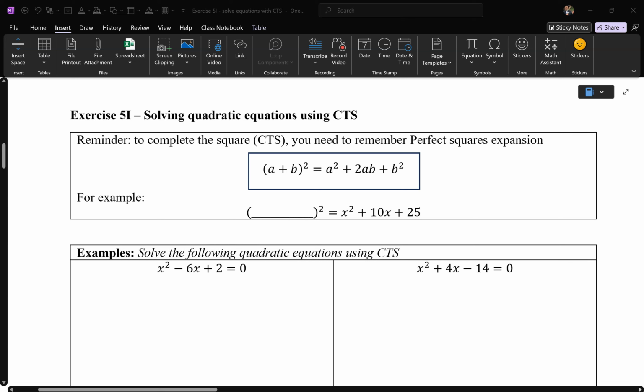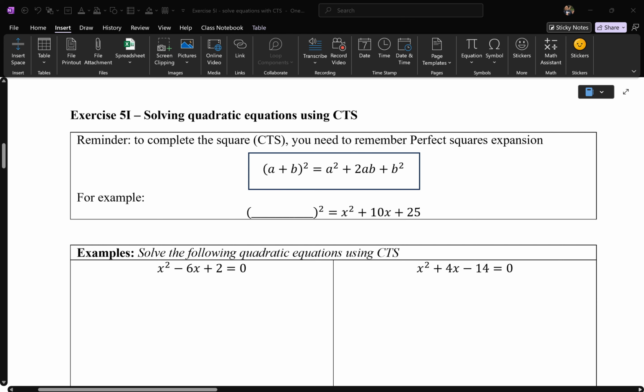Exercise 5I, let's have a look. We're now still doing completing the square, so you still need to know how to complete the square. Maybe the benefit of this exercise is you don't necessarily have to factorize, meaning you don't have to do difference of perfect squares. You can actually just solve by inverse operations from there. I prefer that method, but again, it's up to you which method you want to approach.